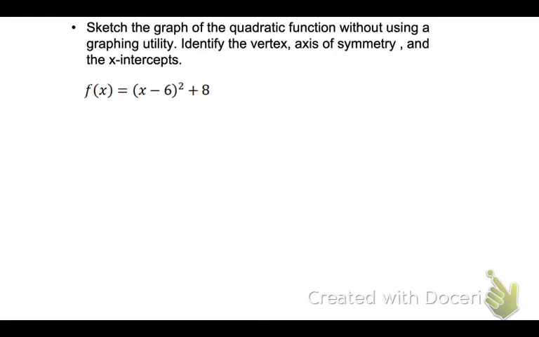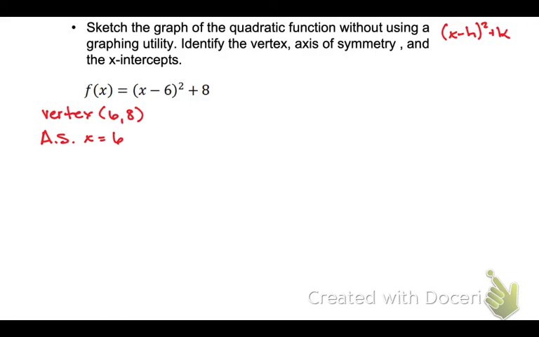So can I see my vertex in this equation right away? Yes. Where is it? 6, 8. Okay, so it's 6, 8. Remember, Jaden, it's the opposite direction because it's x minus h in the formula. So vertex is 6, 8. Axis of symmetry: x equals 6.